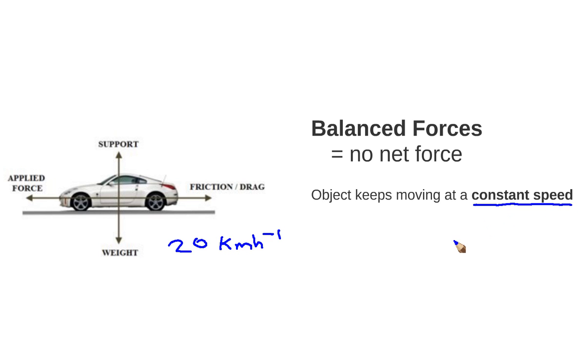So the important thing to remember here is we've said that forces can change the motion of an object. So if there's no net force, the motion of the object can't actually change, so it will continue at a constant speed. You would need a net force to slow the car down. In the same way, you would need a net force to make it speed up. But if you have no net force acting on it, it's going to carry on at a constant speed.